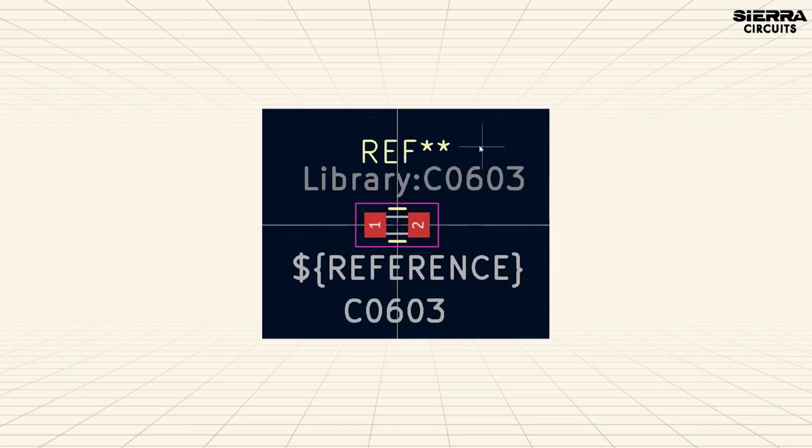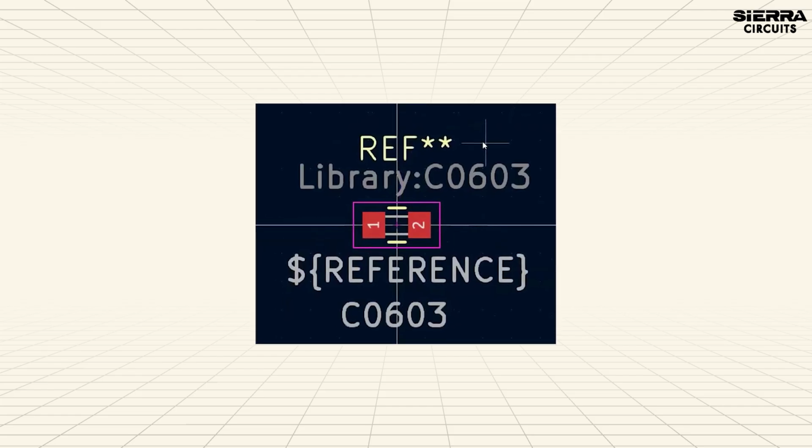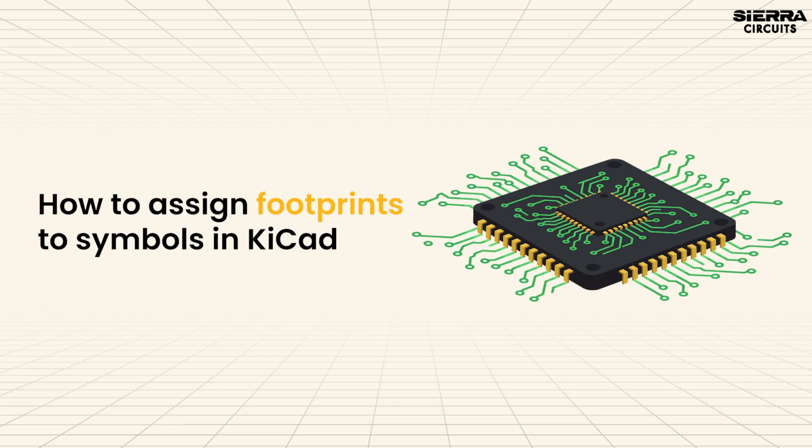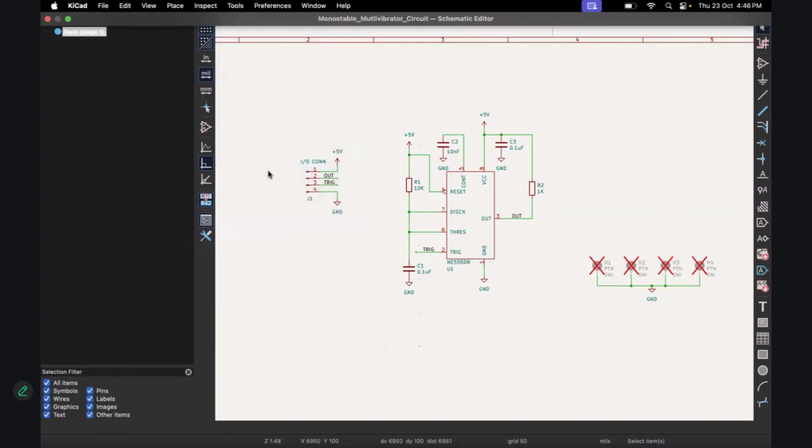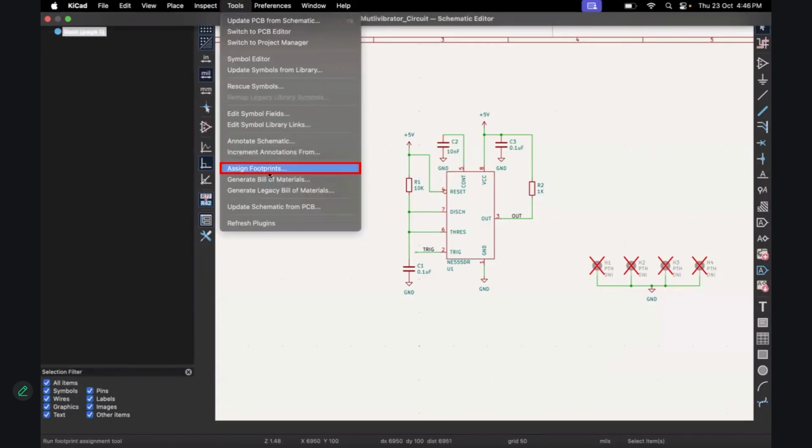A footprint defines the physical size, pad layout, and connection details of a component. Let's see how to assign footprints to symbols in KiCad. In KiCad, you can assign footprints directly from the schematic editor. Go to Tools and click on Assign Footprints.